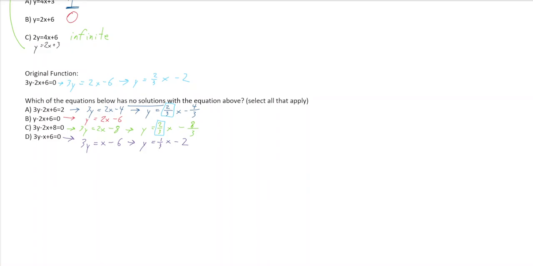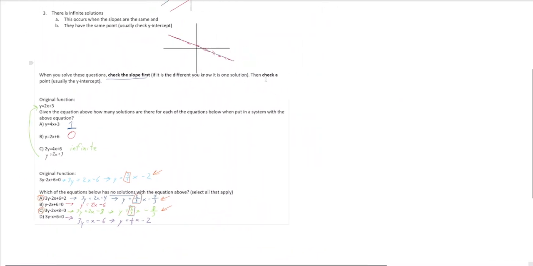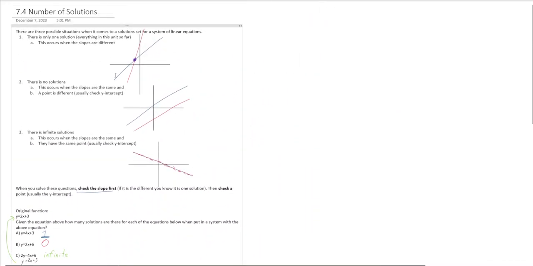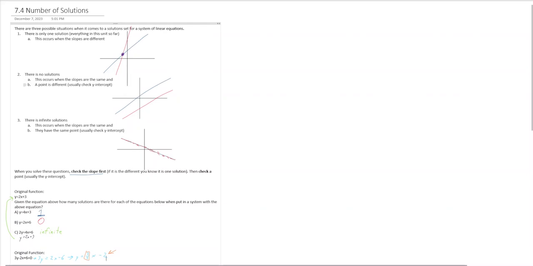Now, it has no solutions because the points are actually different. So these are all equal, and A and C are the correct answers because these are different. All right. So that is the basics of the number of solutions for a linear function. I hope that helps you better understand that, and good luck.